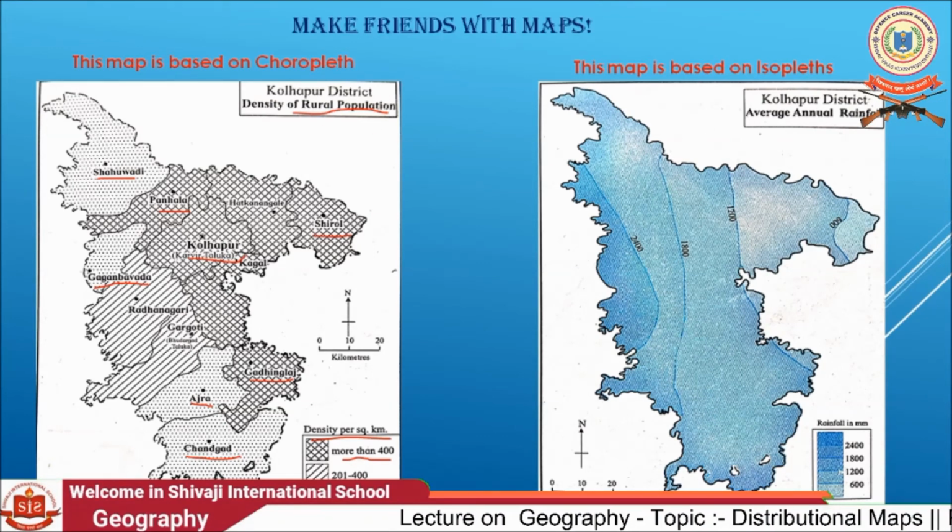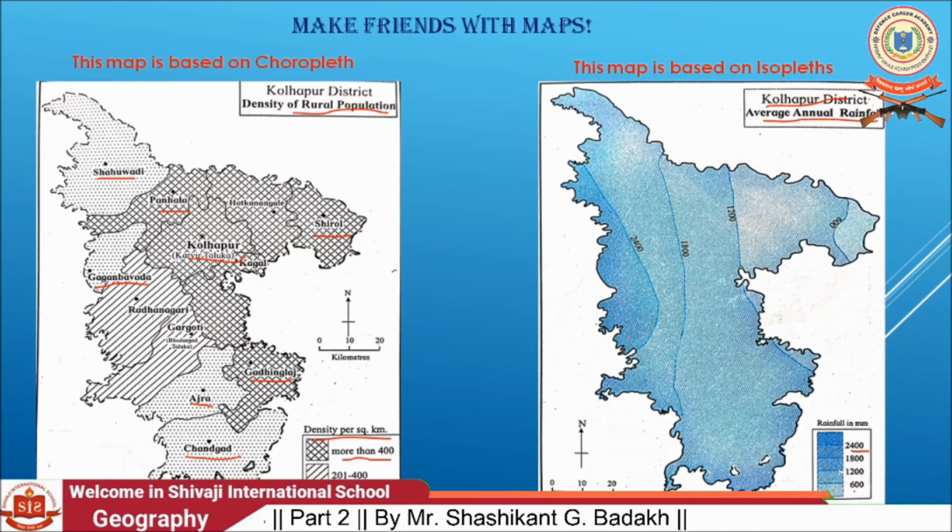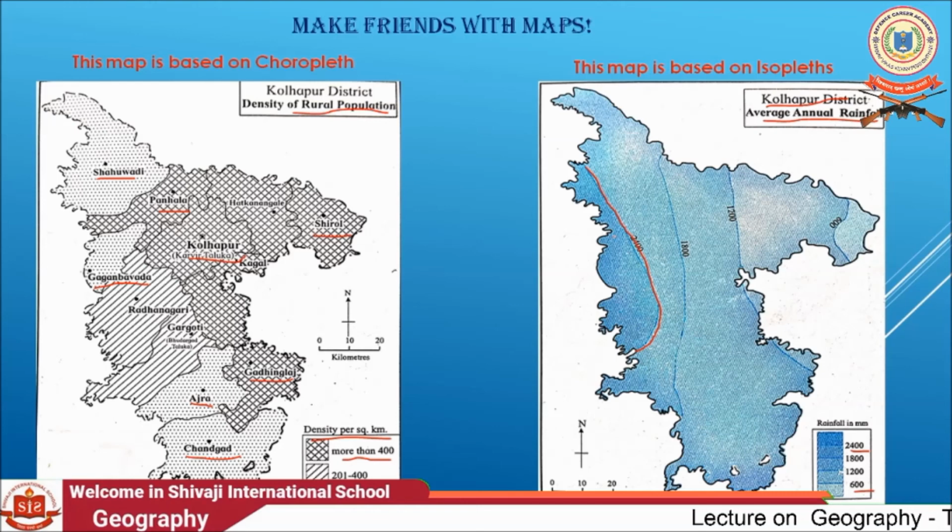Here the second one is the Kolhapur district average annual rainfall. See, the rainfall is given in millimeters. 2400 is the highest value, whereas 600 millimeters is the lowest value. You can see the western parts, which are occupied by the Sahyadri mountain, having the maximum rainfall, near about 2400 millimeters.